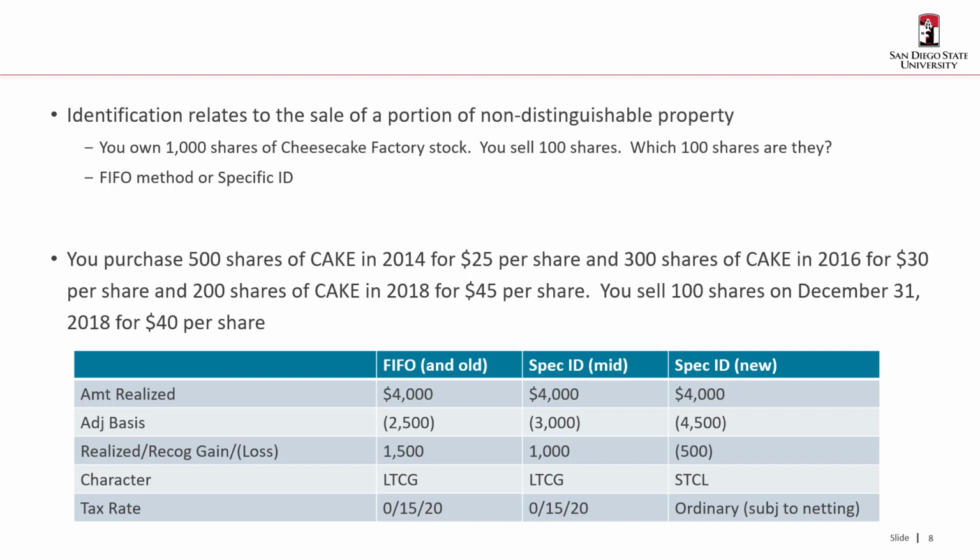But you do need to do specific identification at the time of the sale. This is not something you can do post hoc, right? It has to be a concurrent election with contemporaneous evidence that you've selected those shares to sell. Typically what happens is you notify your broker, and your broker stamps that as specifically ID shares.